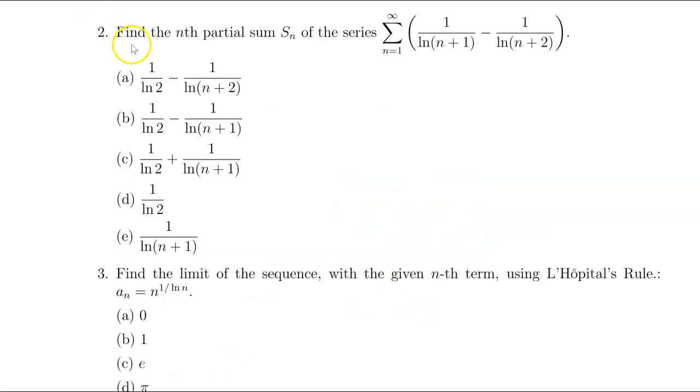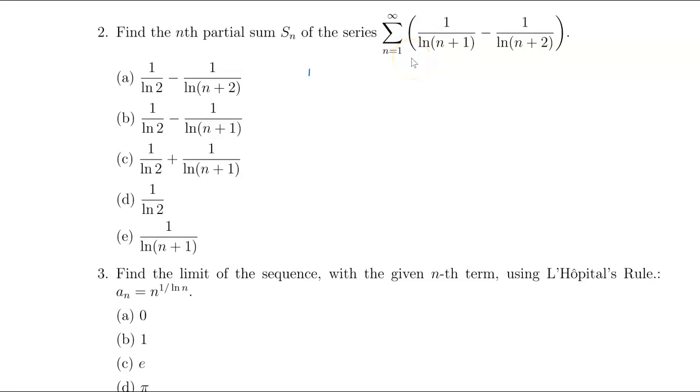Number 2, we are asked to find the nth partial sum of the series. That means you're going to find S sub n. So to do this, we will need to expand this series. You just have to expand that. That means you have to plug in starting at n equals 1.